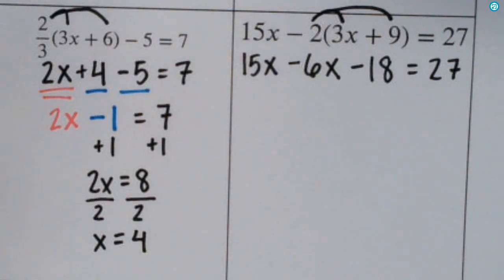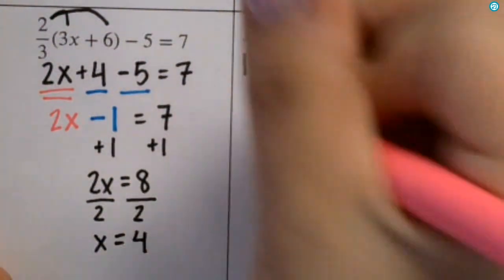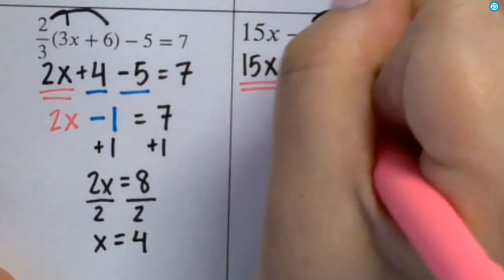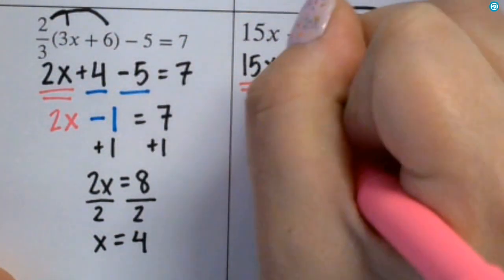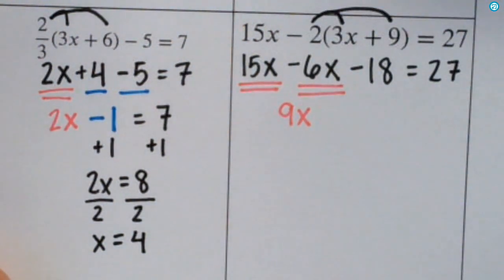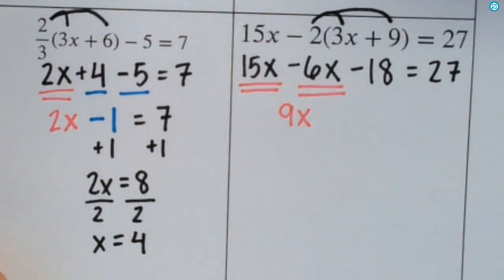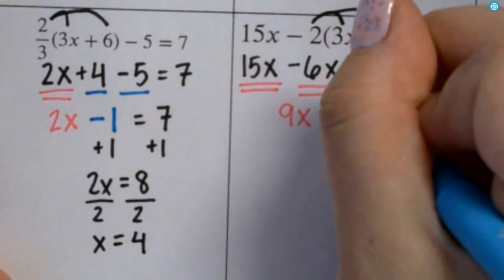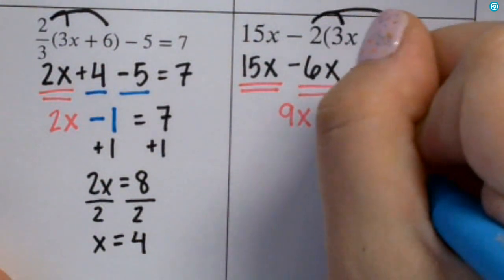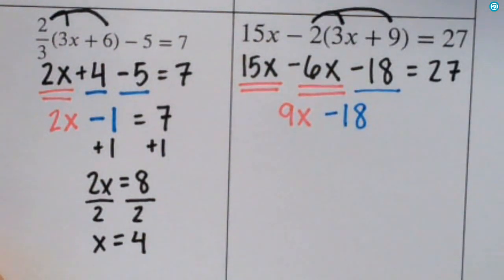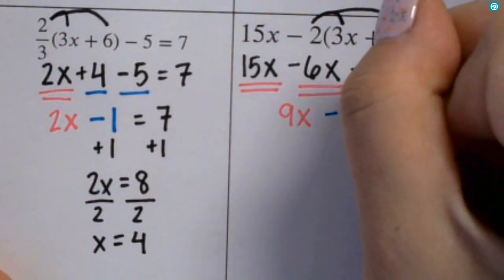Okay. Our coefficients of our variables can combine. So we've got 15x minus 6x, which is 9x. And then this negative 18 is still negative 18. It has nothing to combine with. We're still equal to 27.